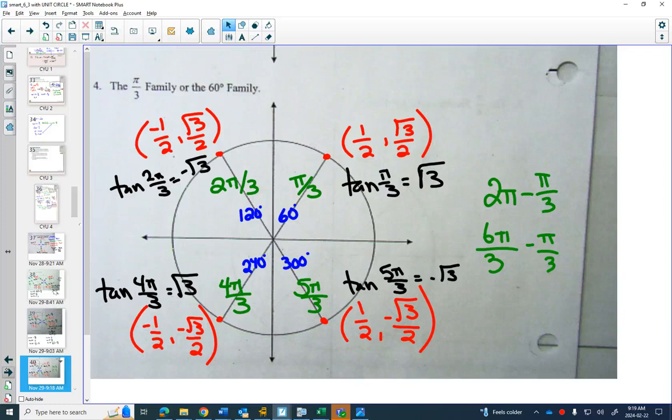And last one, what is sine of, let's go with 4 pi over 3. Negative root 3 over 2.